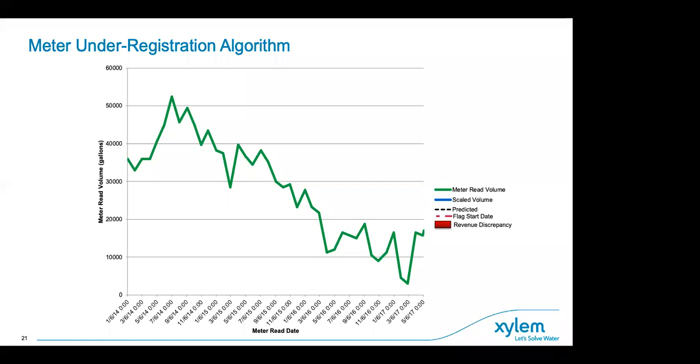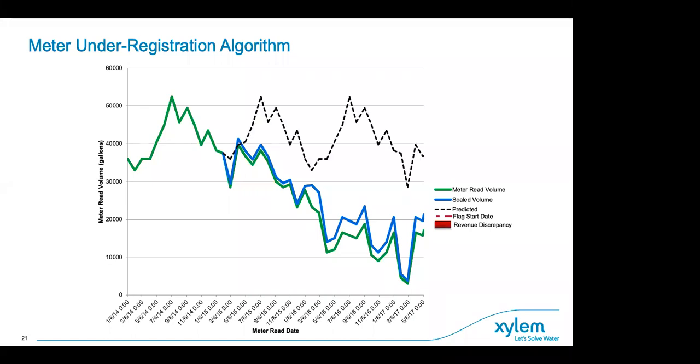What we'll do now is we'll scale that volume, and that's scaled based on what's happening in the network. So on average, for this type of meter, we were seeing an increase in consumption at certain times of year that's not reflected in the meter read volume. Then we'll scale it up to reflect these network seasonalities. Next, we'll create a predicted use pattern. So this is based on all the data that we have, the 4 years or more of data. The more data you can provide, the better. And we'll project what we would expect to see from this meter if it was functioning correctly.